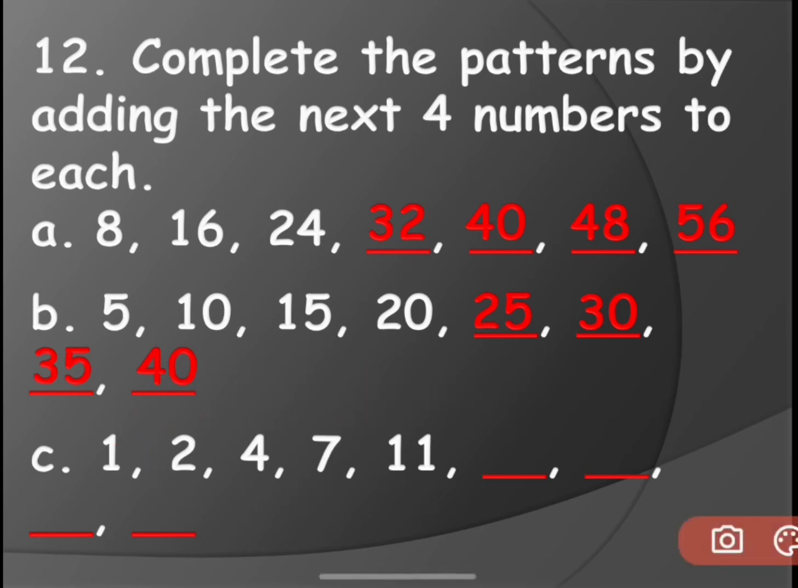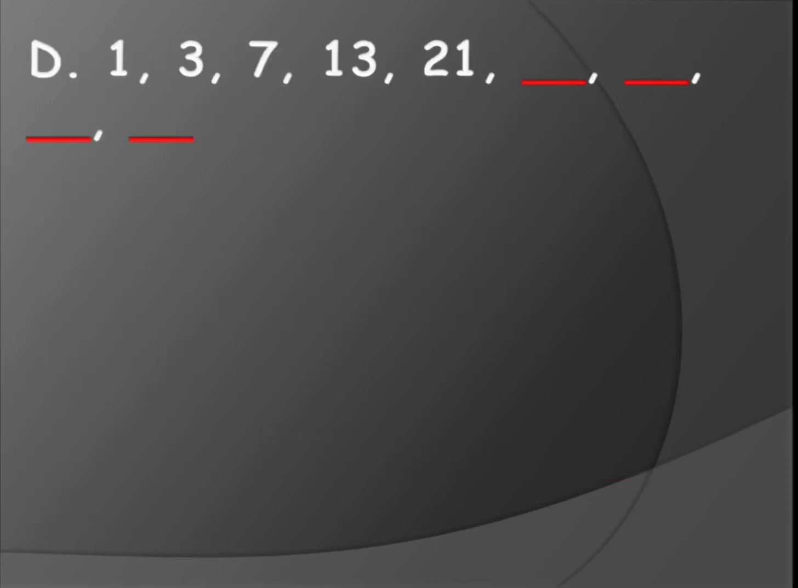Okay. So here 11 you got by adding 4 to 7. So 4 we finish. 11 plus 5 will give us 16. So 16 plus 6, 22. 22 plus 7, 29. 29 plus 8, 37. Okay. So for different numbers, there will be different pattern rules. Okay. Let's see the next one.